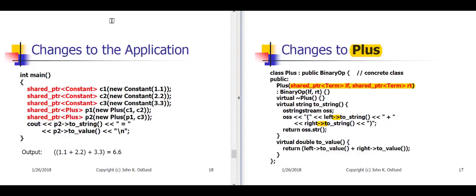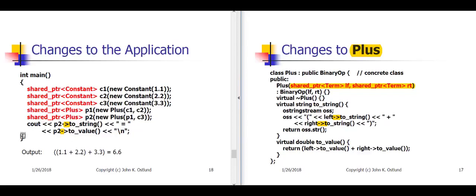So instead of having C1 be an ordinary pointer to constant, we now say that C1 is a shared pointer to constant, initialized with the address of this newly allocated constant. Likewise, C2 is a shared pointer to constant, C3 is a shared pointer to constant, P1 is a shared pointer to plus, P2 is a shared pointer to plus, and these shared pointers all behave as ordinary pointers do, so that I can call P2 arrow toString and P2 arrow toValue.